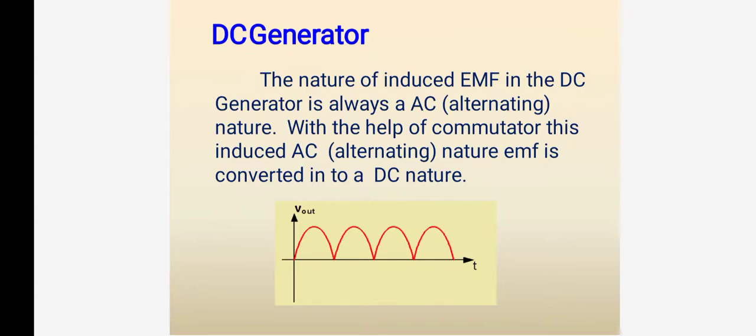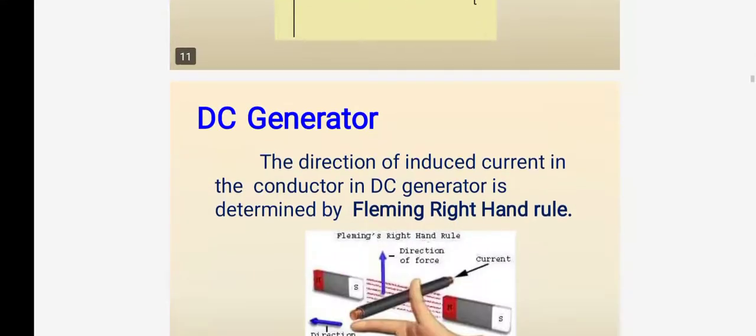So whatever is generated in the DC generator is AC. Only by using the commutator can we convert the AC into DC. You can see here the sinusoidal waveform is converted into a pulsating DC. You can see the diagram, pulsating DC.